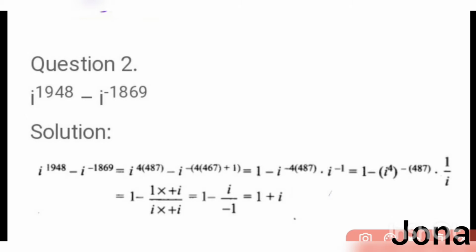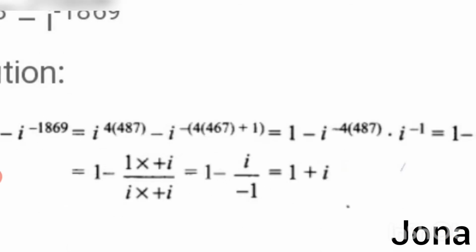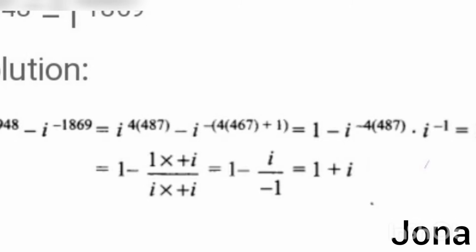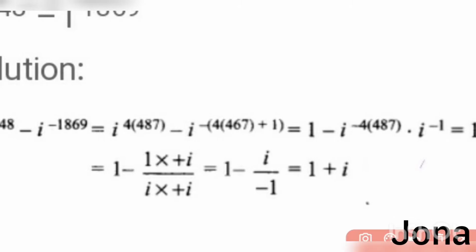Question number 2. i power 1948 minus i power minus 1869. Even here I want to split the powers into the smallest powers. 1948 can be written as i power 4 into 487, and this 1869 can be written as 4 into 467 plus 1.